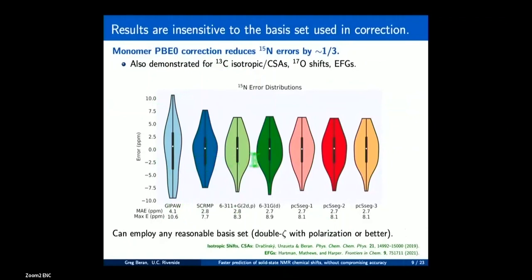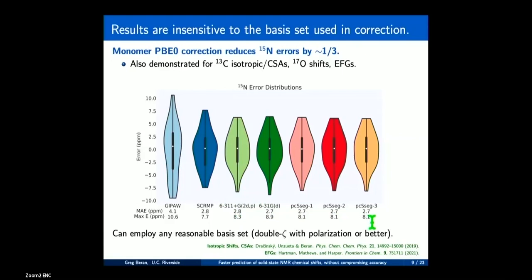But here, all these ones are the monomer-corrected GIPAW. So I just did the GIPAW, and then we did the difference between PBE and PBE0 in the gas phase for the isolated molecule. And you might say, well, what basis set do I use? The answer is it doesn't really matter. Pretty much any basis set you want, as long as it's at all plausible.